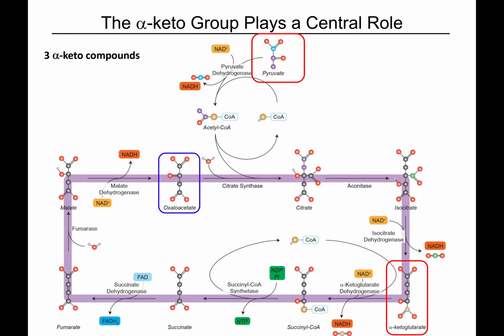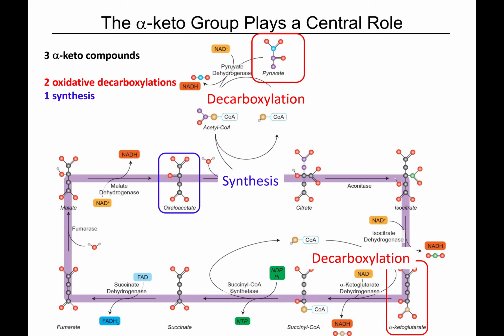So here's our TCA cycle, including pyruvate, and I've shown the 3 alpha keto compounds: pyruvate, oxaloacetate, and alpha-ketoglutarate. And note here that I have both alpha-ketoglutarate and pyruvate highlighted in red and the oxaloacetate in blue. And that's because the fate of pyruvate and alpha-ketoglutarate is identical, oxidative decarboxylation. And the chemistry in this step is literally identical, okay?